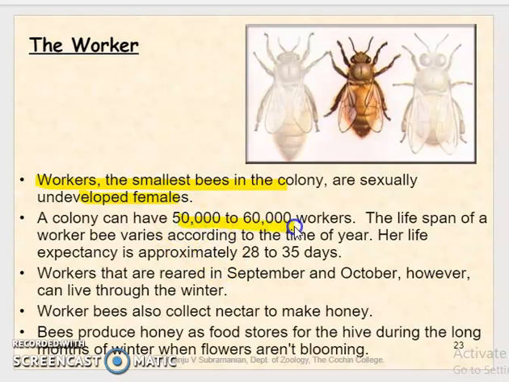The lifespan of the worker bees varies according to the time of the year. Life expectancy is approximately 28 to 35 days. And more workers are reared in September and October. The workers that are reared in September and October, however, can live through the winter. The bees produce honey as a food source for the hive during the long months of the winter when the flowers are not blooming.